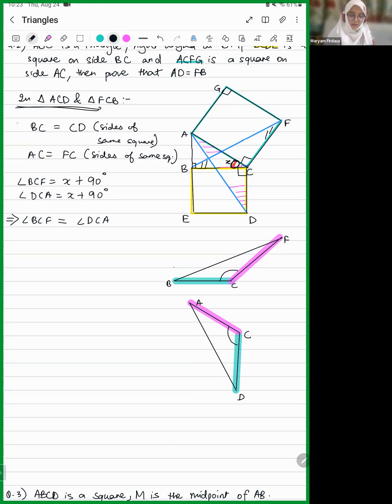Therefore, this is a side, this is a side, and this is the angle between them. So by SAS rule, triangle ACD is congruent to triangle FCB by SAS rule. And by CPCT, AD equals FB. Very good. So therefore, by CPCT, AD is equal to FB.